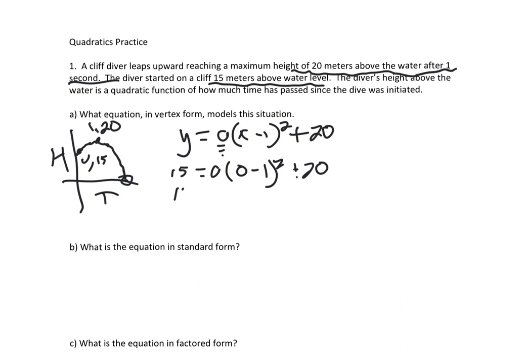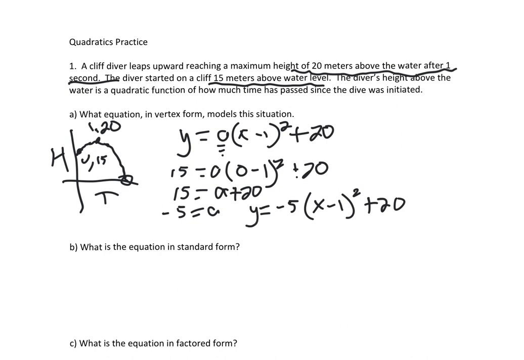That gives us 15 equals a times 1, or just a, because negative 1 squared is 1, plus 20. And so that gives us that negative 5 is equal to a. That gives us our full equation for this situation: y equals negative 5 times (x minus 1) squared plus 20. In other words, at any point we can say that the height of the diver off the water, y, is equal to the time minus 1, squared, multiplied by negative 5, and then with 20 added to that.